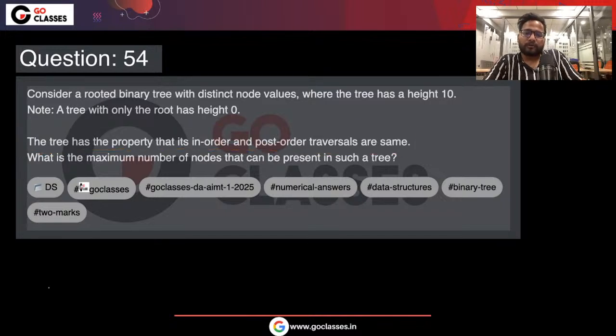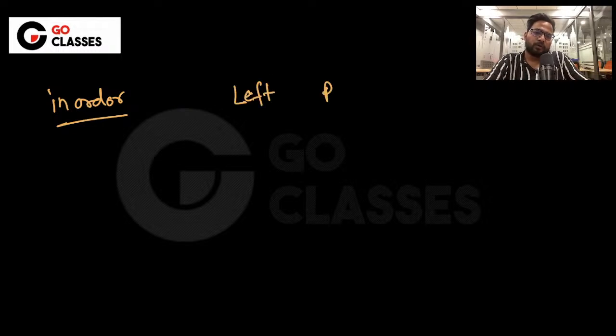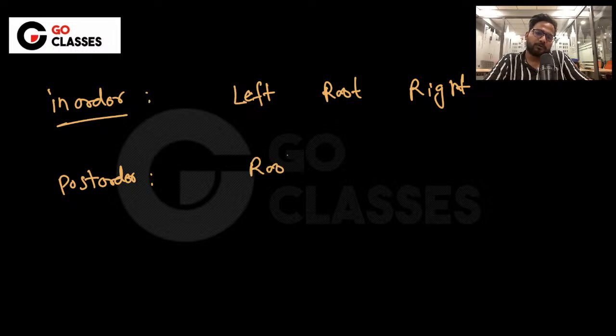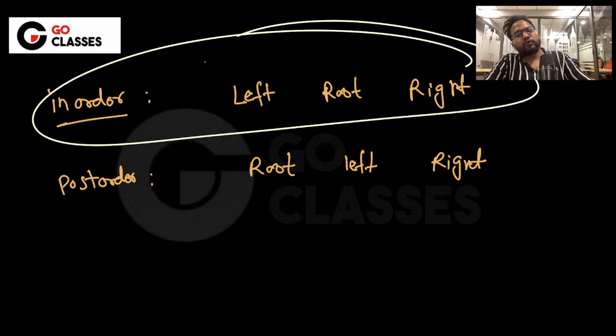So what is in-order traversal and what is post-order traversal? In-order says you have left, root, right. What does post-order say? Post-order says that you have left, right, root. So they are saying that these two are the same, in-order and post-order both.